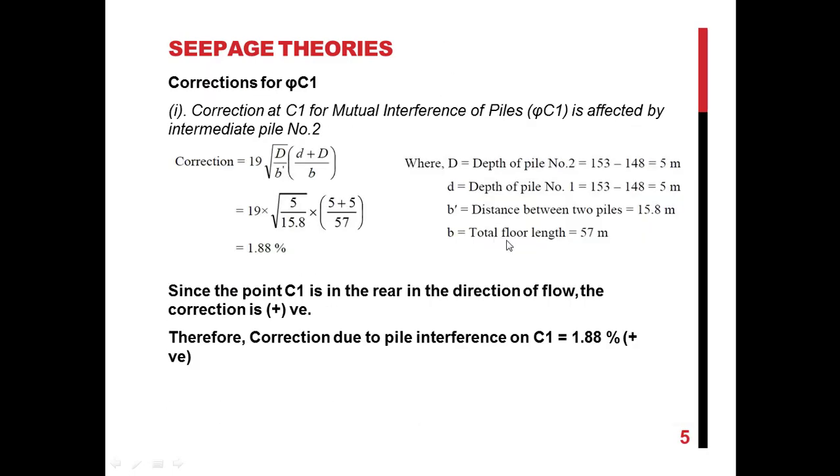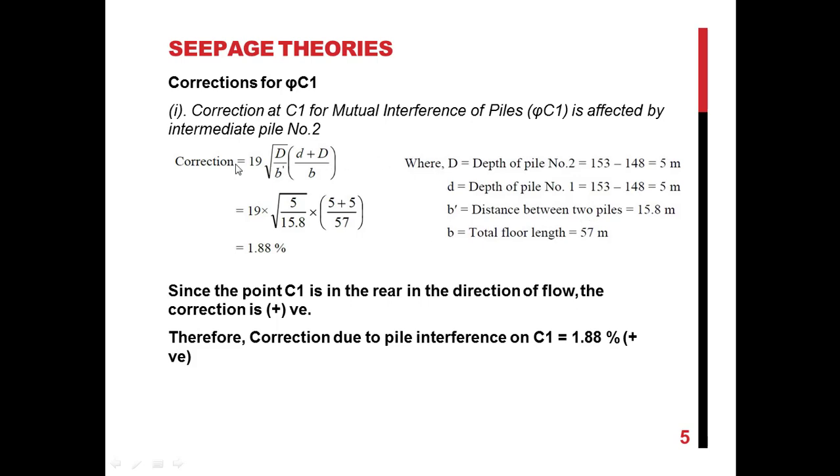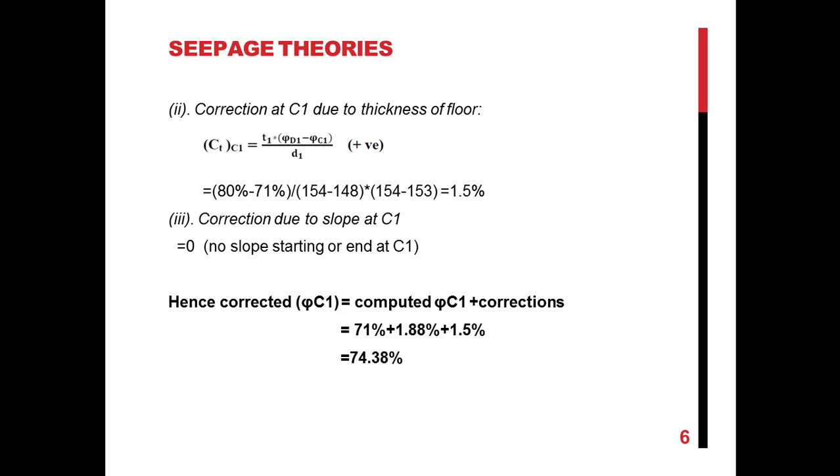Also B is equal to total floor length, equal to 57 meter, and this is also given in the figure. So putting all these values in this correction equation, we will get the value of correction for phi C1 is equal to 1.88%. Since the point C1 is in the rear in the direction of flow, the correction is positive. So therefore correction due to pile interference on C1 is equal to 1.88%, positive.